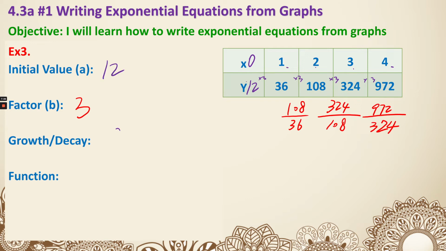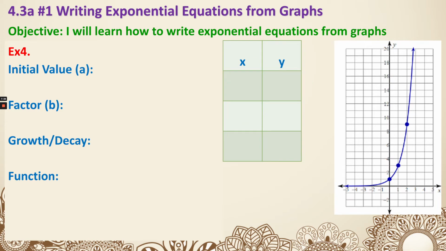It's getting bigger, so it is growth. And my function is 12 times 3 to the x power. That is example 3. Moving on, example 4.